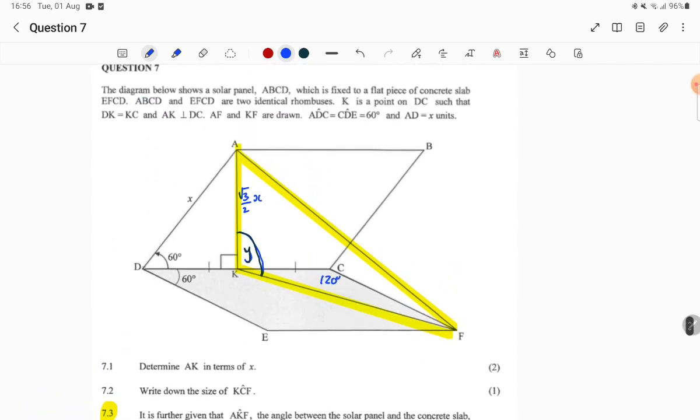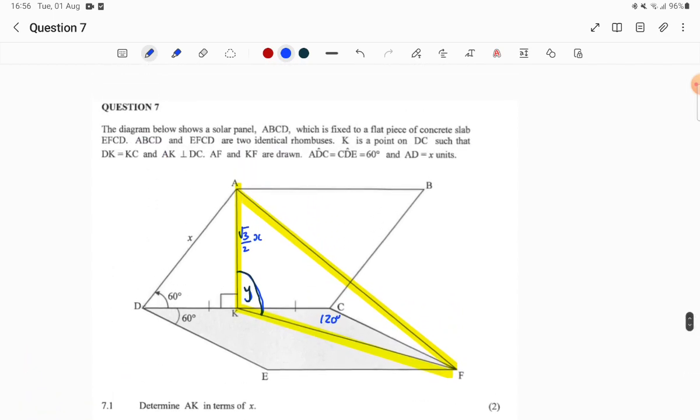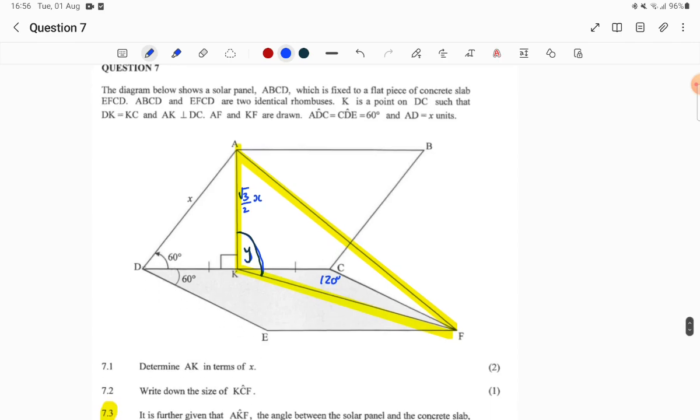What we also need to keep in mind is that they told us that ABCD and EFCD are identical rhombuses. So it's very important that we know our properties of a rhombus. What do we know about a rhombus? Well, it's essentially like a square, but slanted to the side. So all sides are equal. If AD is x, then AB is x, and the entire CD is x. So that means CK is half x and DK is half x.